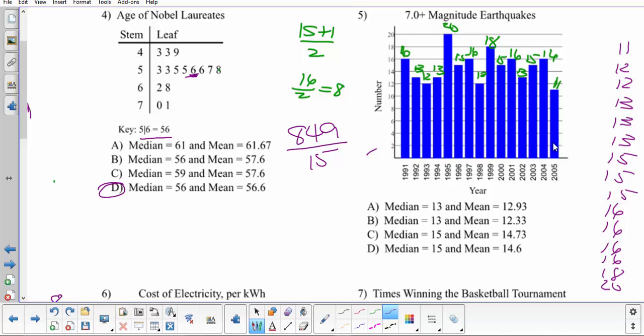When we count, there are 15 years represented. 15 plus 1 is 16, divided by 2 is 8, so we're looking for the 8th number in line. 1, 2, 3, 4, 5, 6, 7, 8. So the median is 15, so it's either C or D.